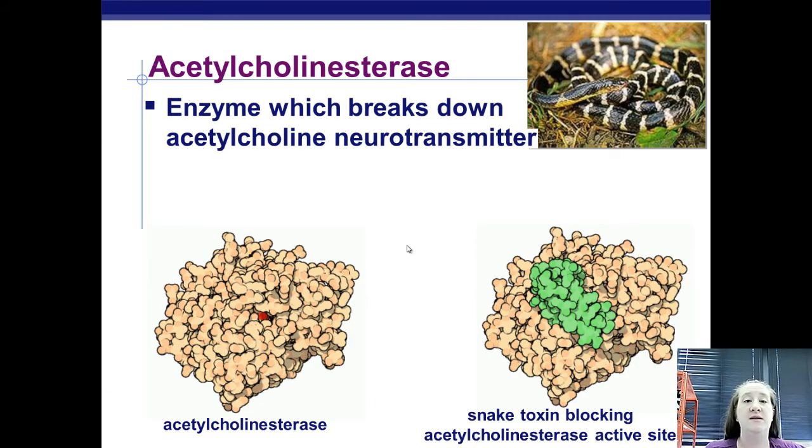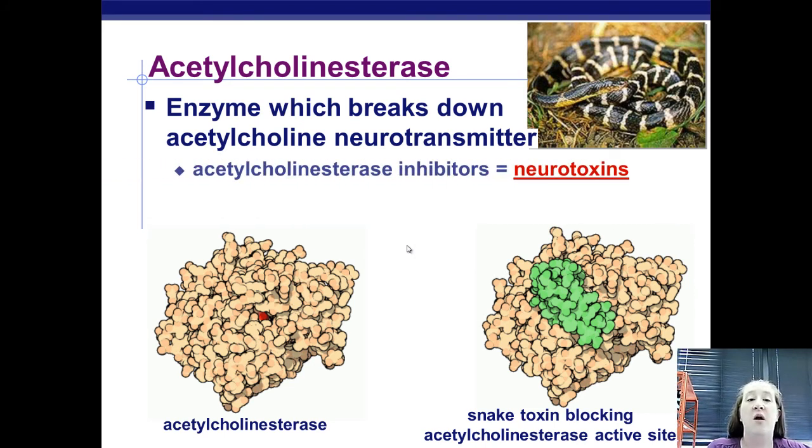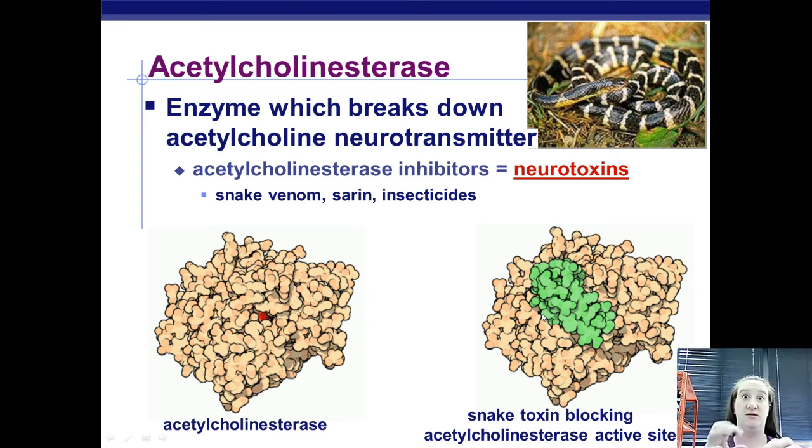All these things. All right, so here's a little bit on acetylcholinesterase. It's an enzyme which breaks down acetylcholine. Enzyme inhibitors that stop acetylcholine from being broken down act as a neurotoxin. It's going to stop your body's ability to get rid of acetylcholine, and stop your body's ability to stop your muscles from firing. It's active in these different types: snake venom, sarin gas, insecticides, and they're going to cause the muscles to overfire.